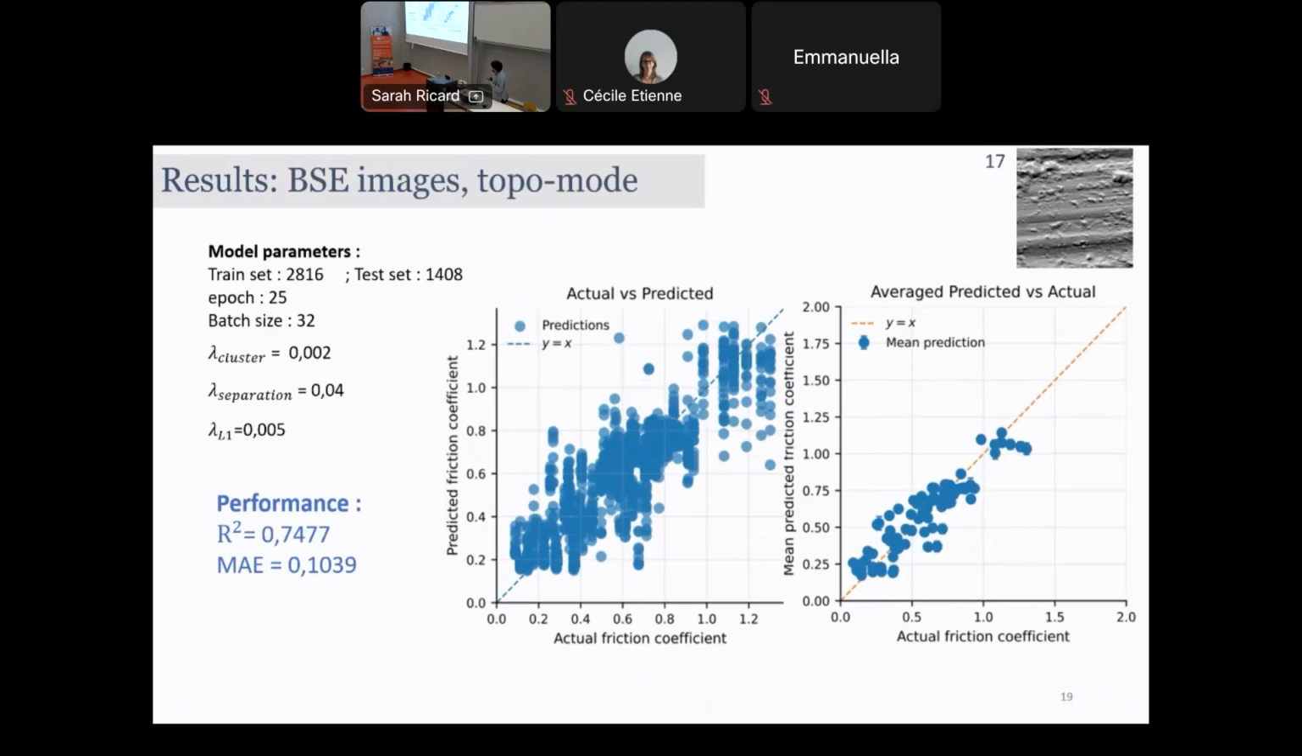So we have the best R2 score yet, and a very close mean absolute error, which is around 8%. We still notice the same behavior around this area and this area. This is mostly due to the same reason I mentioned.